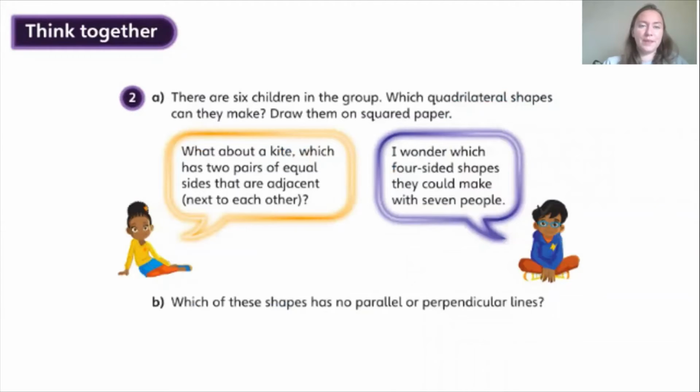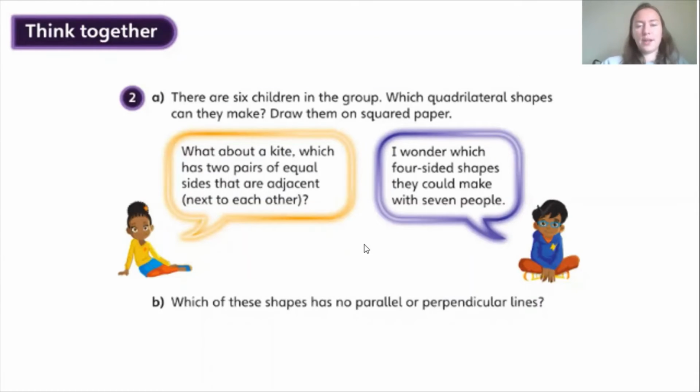Question 2 now. There are 6 children in a group. Which quadrilateral shapes can they make? Draw them on squared paper. So if you're using squared paper, each child could be the length of 1 square. So you've got 6 small lines to draw. They all need to be about the same size. And remember that a quadrilateral shape is one that has 4 sides.